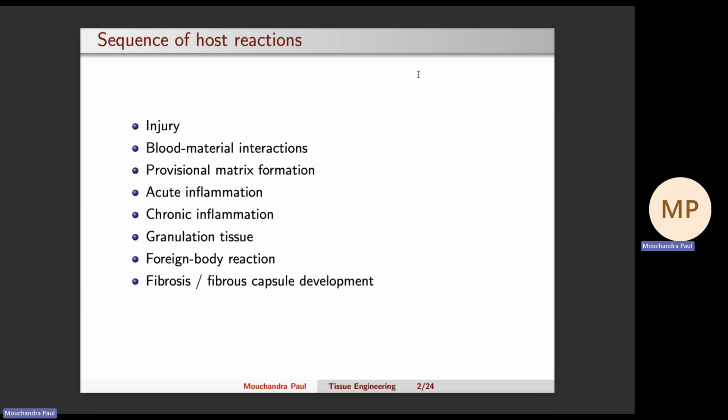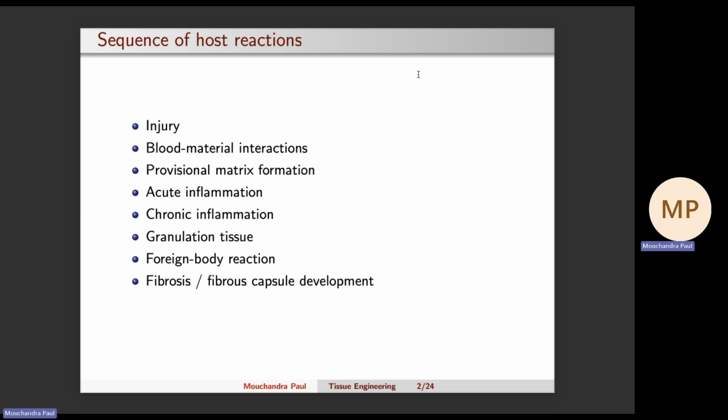The first is the injury. When you're implanting, you're injuring the site. Then, due to injury, leakage of blood vessels and release of blood at the site will happen, so blood and material interaction will take place. Then there will be formation of a provisional matrix at the site or over the implant. Then the inflammatory cells will come and do their job, so they can cause either acute inflammation or chronic inflammation.